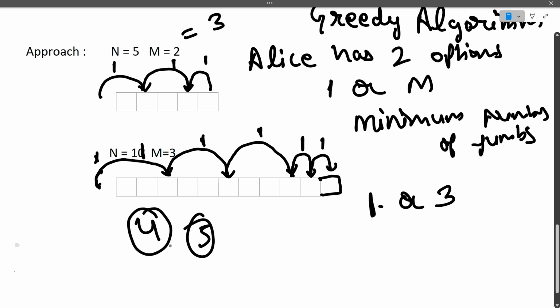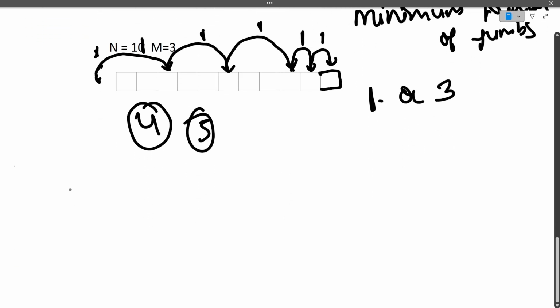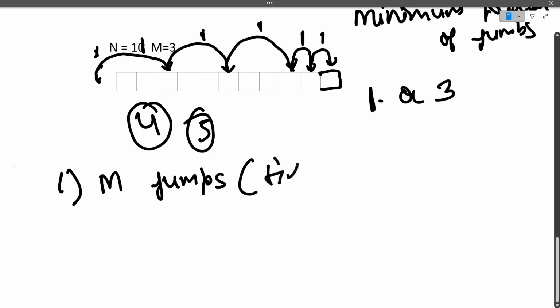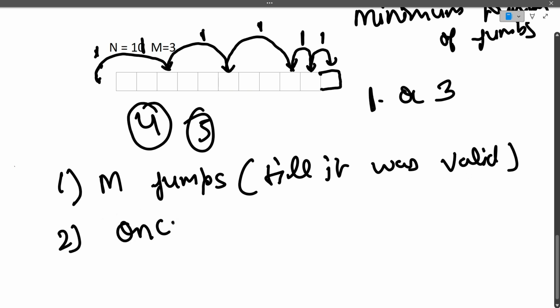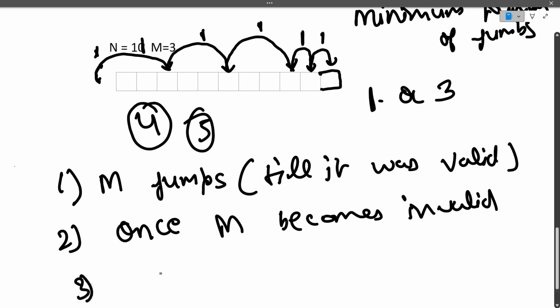Okay, so if you look closely, what we were doing, to summarize, we were taking m jumps till it was valid, and once m becomes invalid, we started taking one jump at every iteration. So just understand this concept.